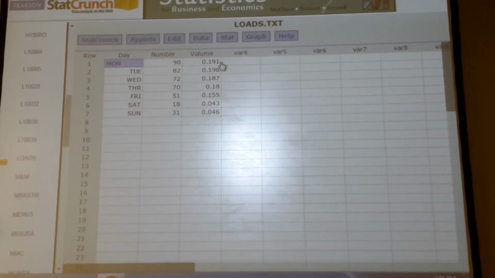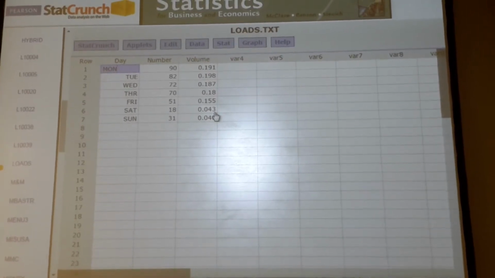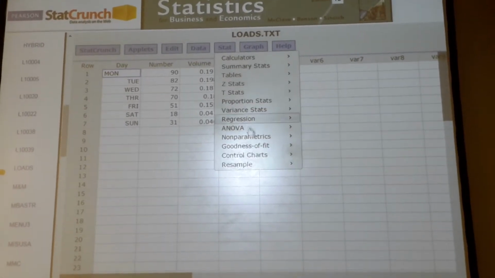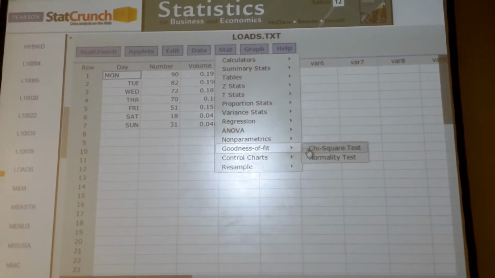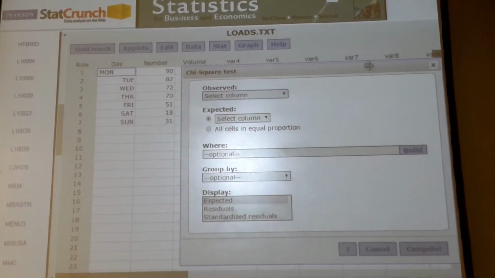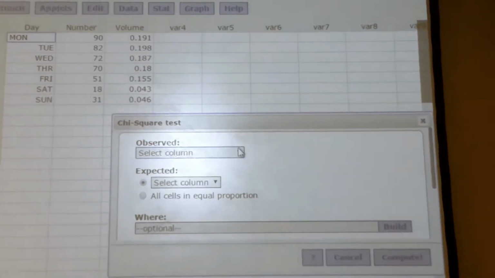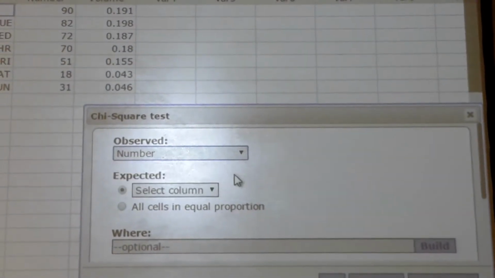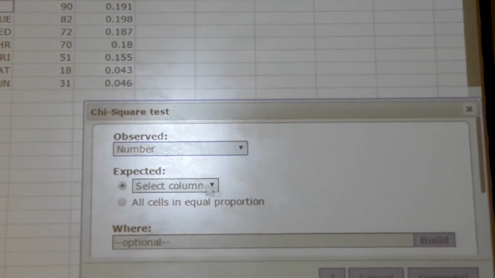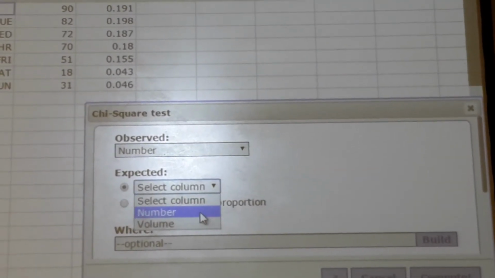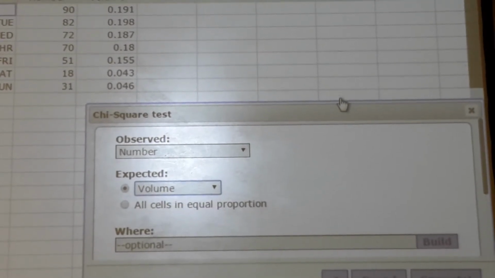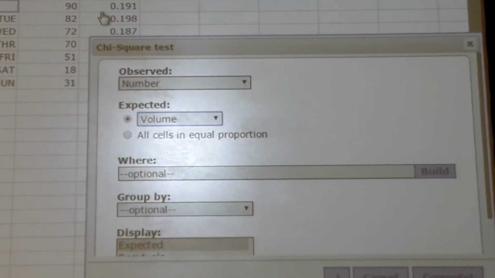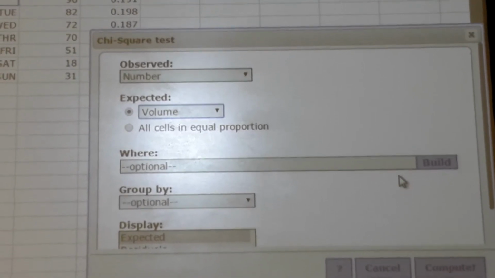This is a situation where we're not going to have just completely equal expectations. Our expected results would correspond with the volume proportions here. So we'll go to Stat, Goodness of Fit, Chi-Square. Our observations are going to be in the number column. And for our expectations, instead of setting everything equal, we're going to choose the volume column. We're going to see how well the number stacks up with the volume.